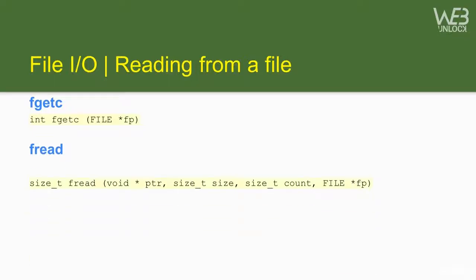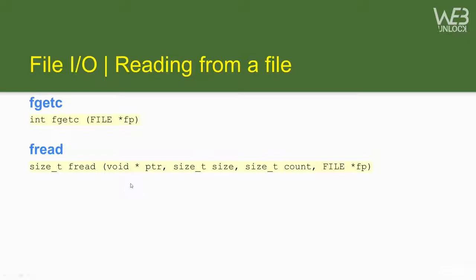fread, or file read, simply allows you to read any size buffer from a file as long as the file has enough data to read. If your buffer is greater than the file itself, then this function returns the actual size that was read. So if you have a buffer of 1000 bytes and the file only has 500, it can only read 500 from the file and tell you that I only read 500.